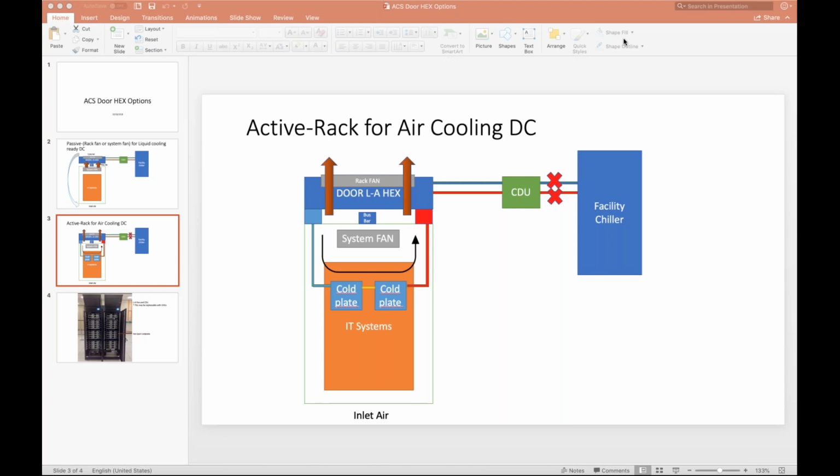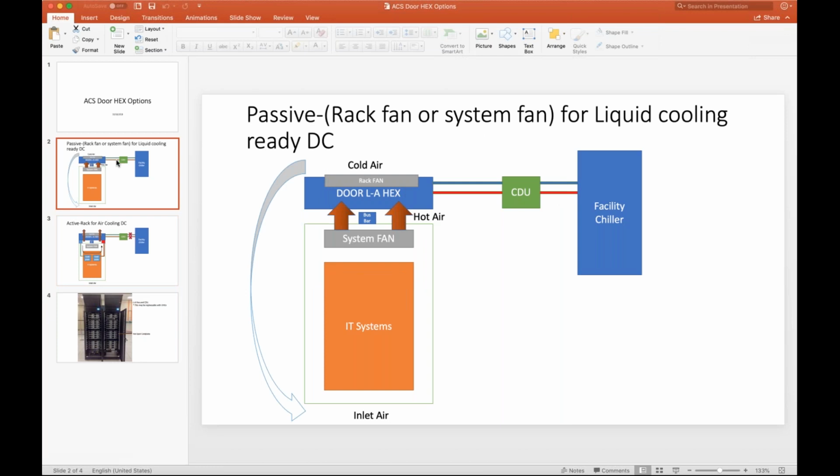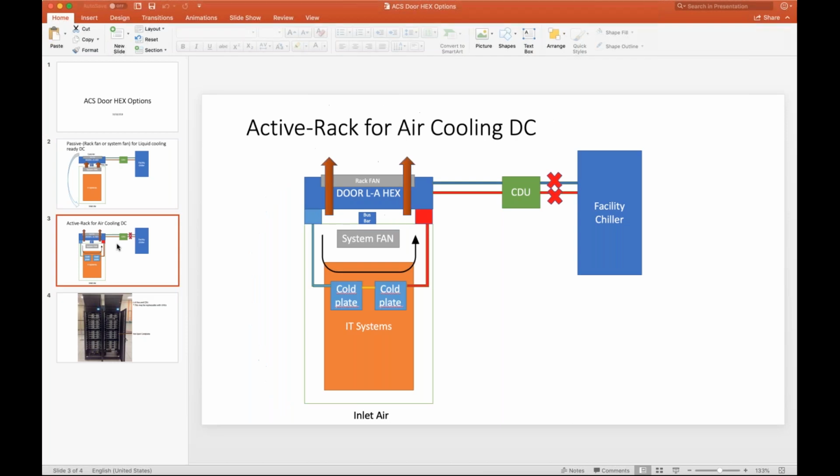Yeah, but I guess active rear door could be quite a confusing definition, given the active rear door heat exchanger that we described in this context, with the rack fans attached to the rear door heat exchanger, right? I don't know, because I'm suggesting maybe we can call it a hybrid rear door heat exchanger, or a hybrid in-rack.